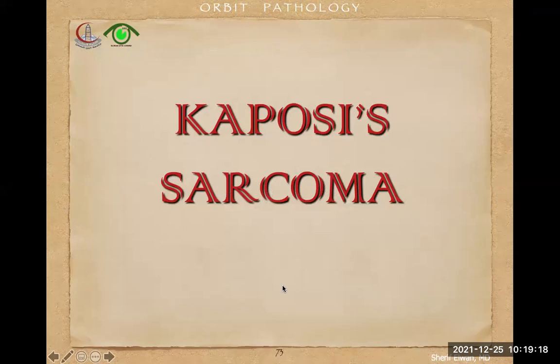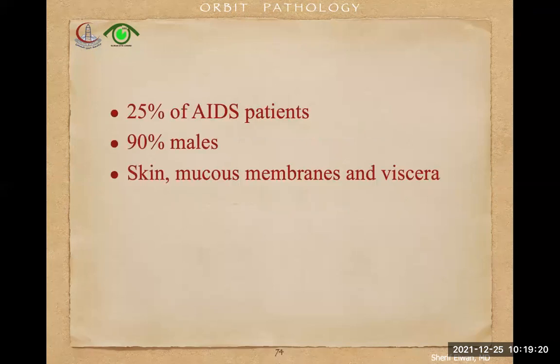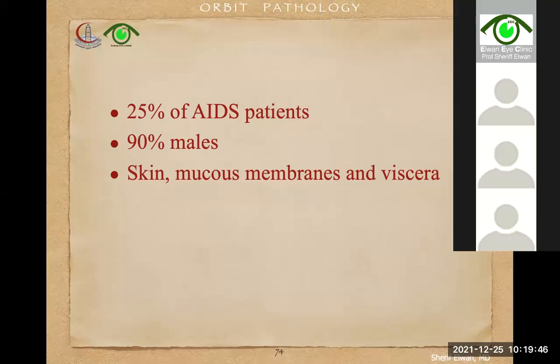Now, Kaposi sarcoma. Kaposi sarcoma was an extremely rare tumor, but in the 80s of the previous century, it started to gain attention because it occurred in 25% of AIDS patients. 90% of them were males. It occurs in the skin, in the mucous membranes, and in the viscera.